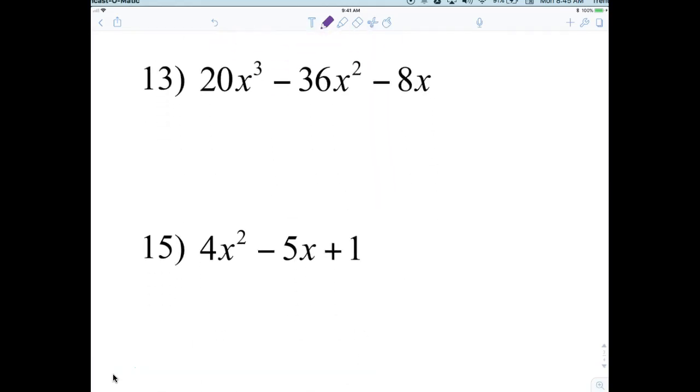What's common with 20, 36, and 8? 4x. Thank you very much. So I'm left with, keep going, and then minus 2, right?